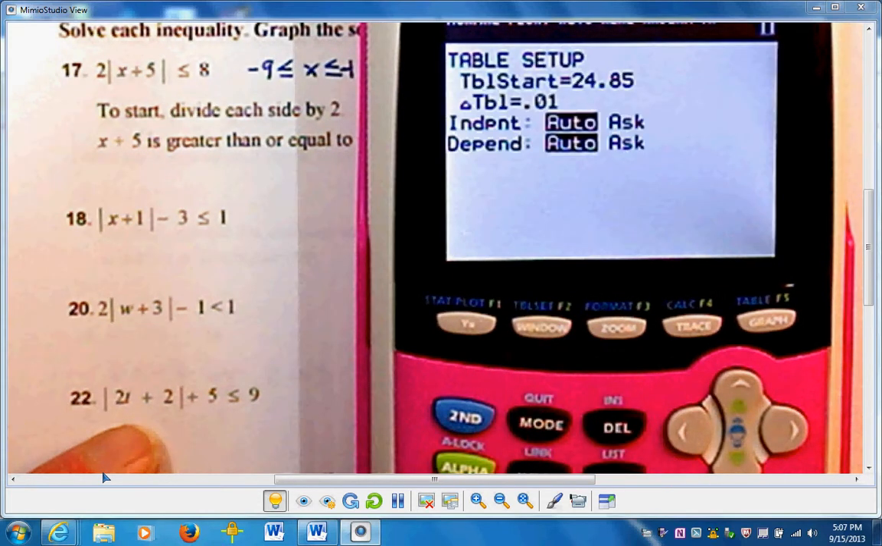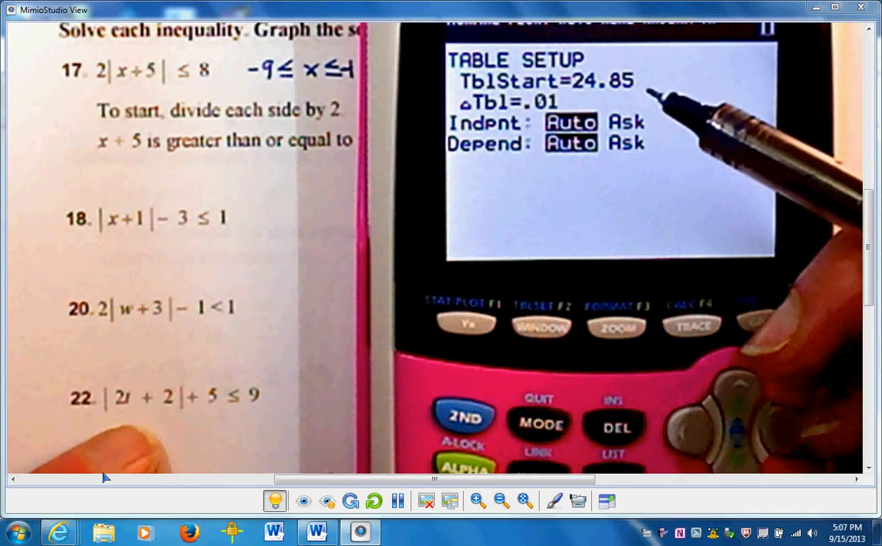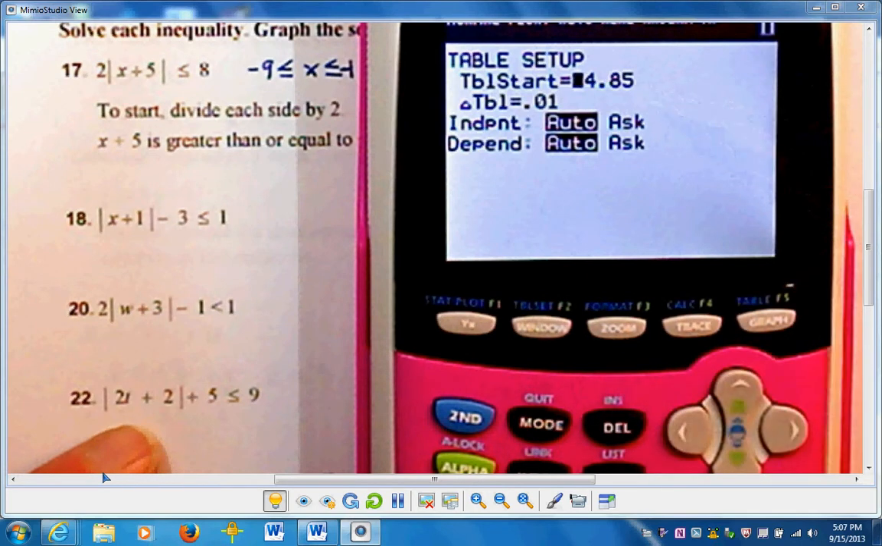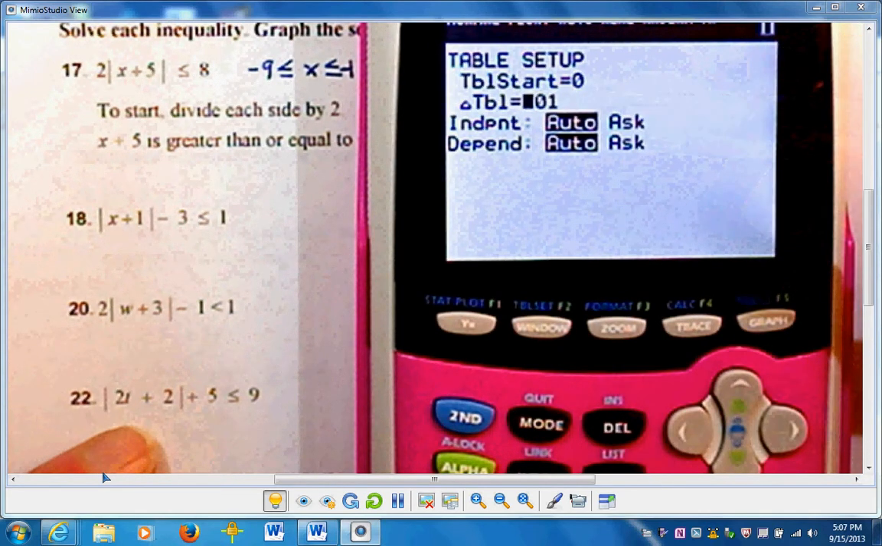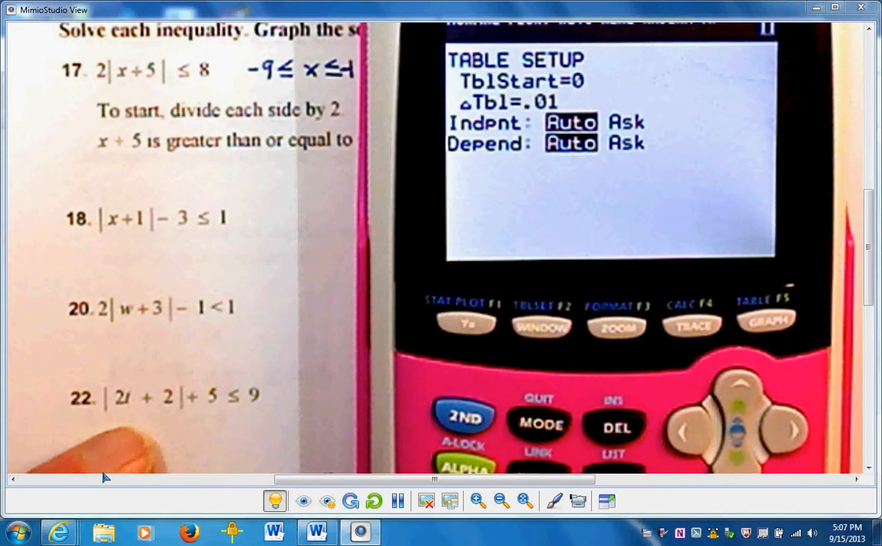There we go. Notice it's saying it wants to start at 24. Let's start at 0. And then it says it's going to change my table every 100ths. So I don't want it every 100ths. I want it to be 1. Your calculator may not have that problem. Sometimes when you do different things, it changes your table, so it's good to know how to get that back.